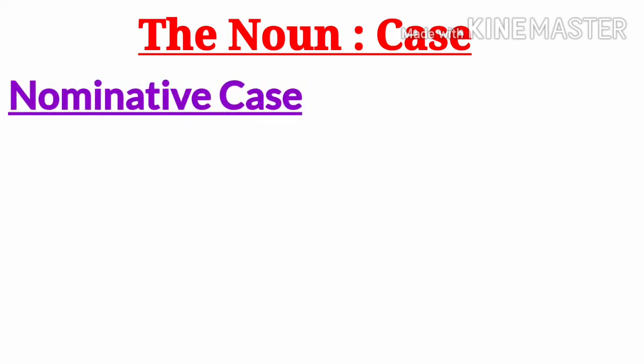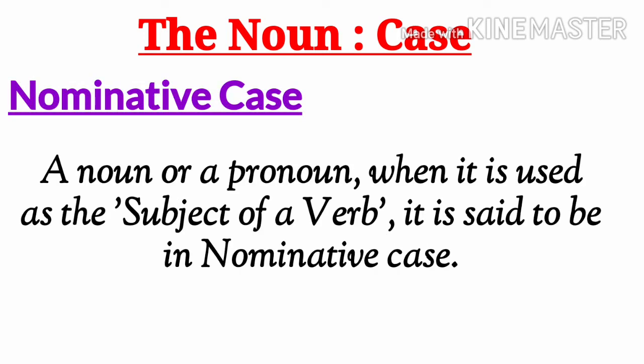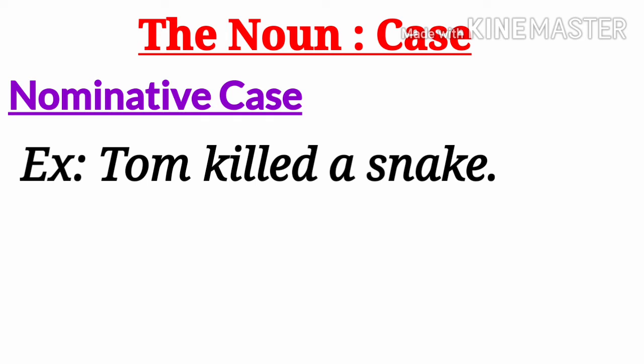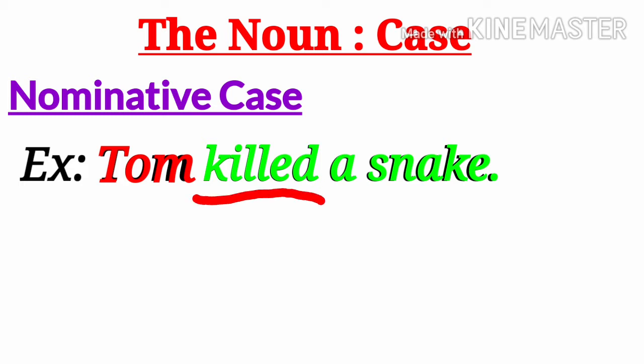Nominative case. A noun or a pronoun, when it is used as the subject of a verb, is said to be in the nominative case. For example, Tom killed a snake. As we studied in subject and predicate, in this sentence, Tom is the subject and killed a snake is the predicate, which contains the verb killed. So, the noun Tom is said to be in the nominative case.